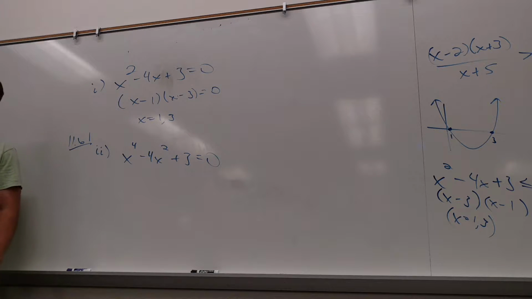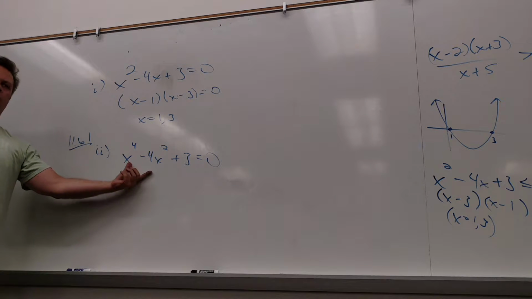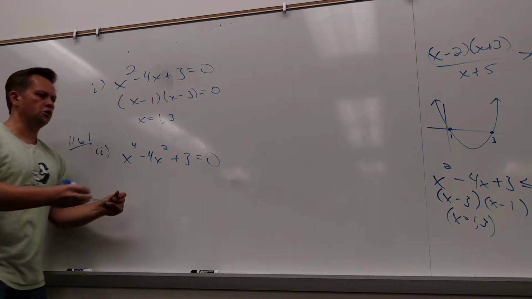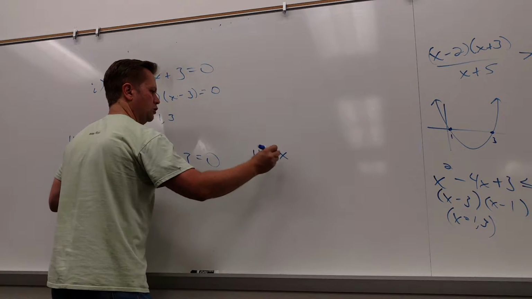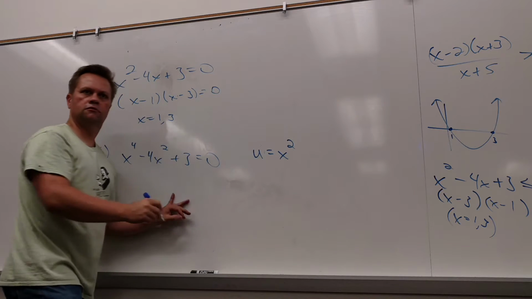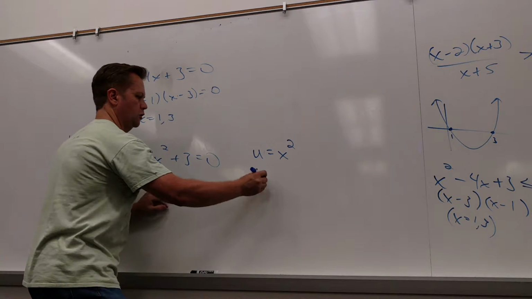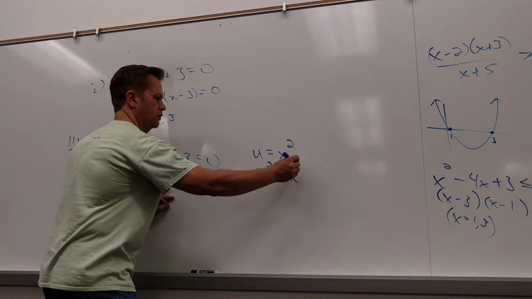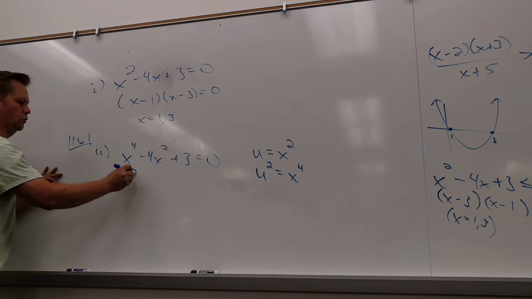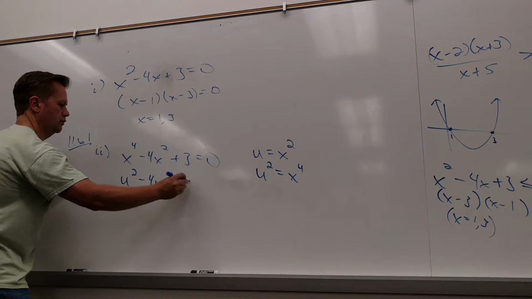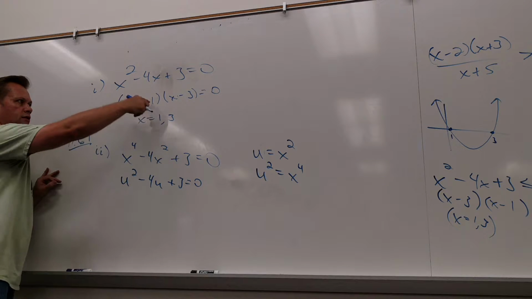Now there's a method you could use, but to me, personally, I think the method is too much for this. But the method you could use is the U substitution method. If you let U equal x squared, what's U squared? X to the 4th. Is everybody kind of cool with that? Then I can write this to look like U squared minus 4U plus 3 equals 0. And that looks just like this.